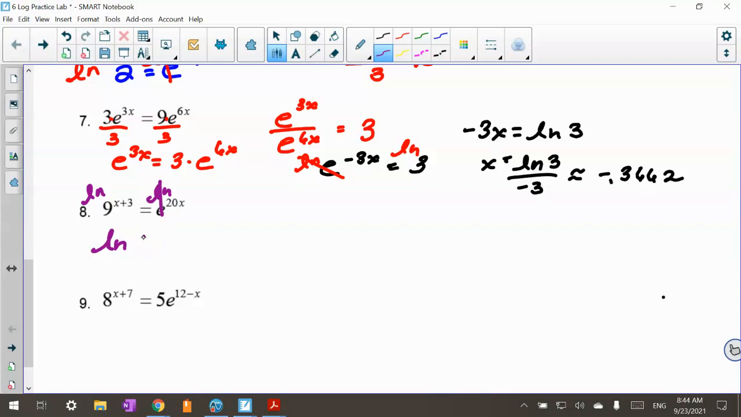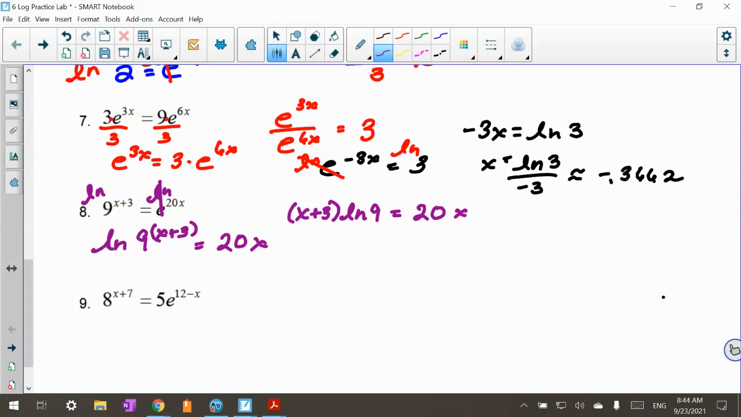The natural log of 9 to the x plus 3 equals 20x. So the right-hand side is okay, but on the left-hand side, I want you to see something. If I natural log this, this exponent can actually come down in front, but you have to remember it's a binomial. So when I write it, I'm going to write it like this: x plus 3 in parentheses times the natural log of 9 equals 20x. Okay, now I'm going to solve for x.